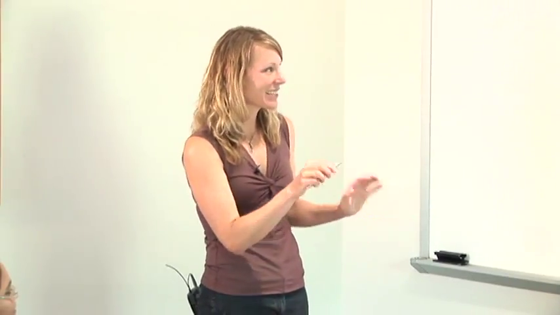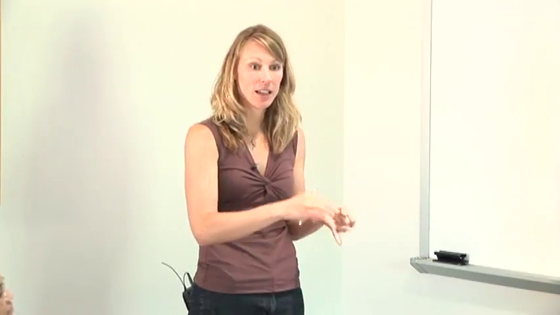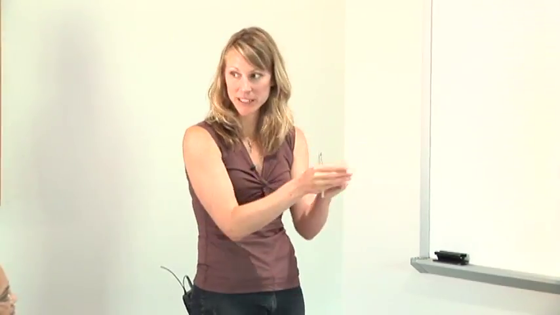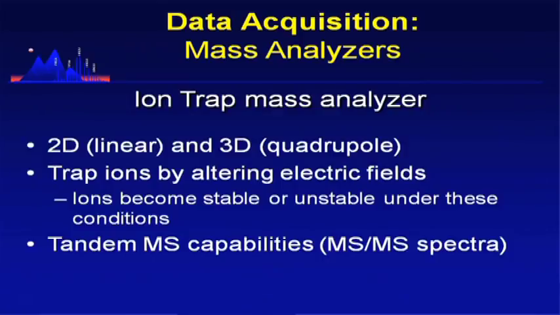The next type of mass analyzer I'm going to talk about is the ion trap. Okay, so we've talked about the time of flight, the quadrupole, and then the quadrupole and the time of flight put together to give us our hybrid instrument. Ion traps are unique in the sense that they are a single mass analyzer, but they can do both MS. They act like a hybrid. They can do MS and they can do the MS-MS fragmentation all in one.